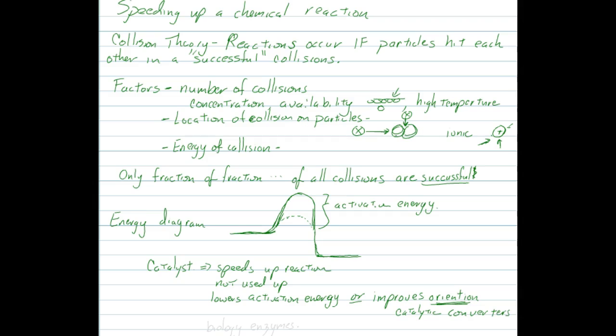Catalytic converters on your car hold the pollutant, smog-producing particles in place and allow oxygen to hit them, resulting in less pollution. In biology, they call catalysts enzymes, and they do the same process. So biological catalysts are enzymes. That concludes this lesson on speeding up chemical reactions.